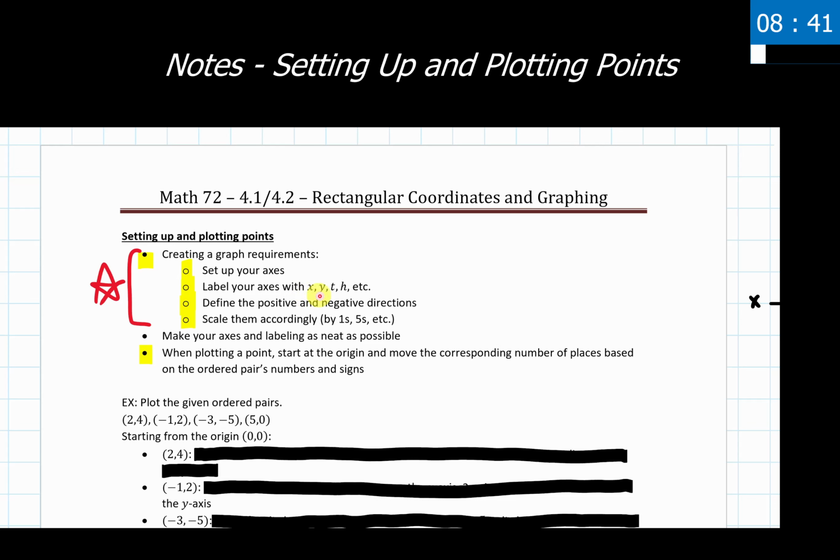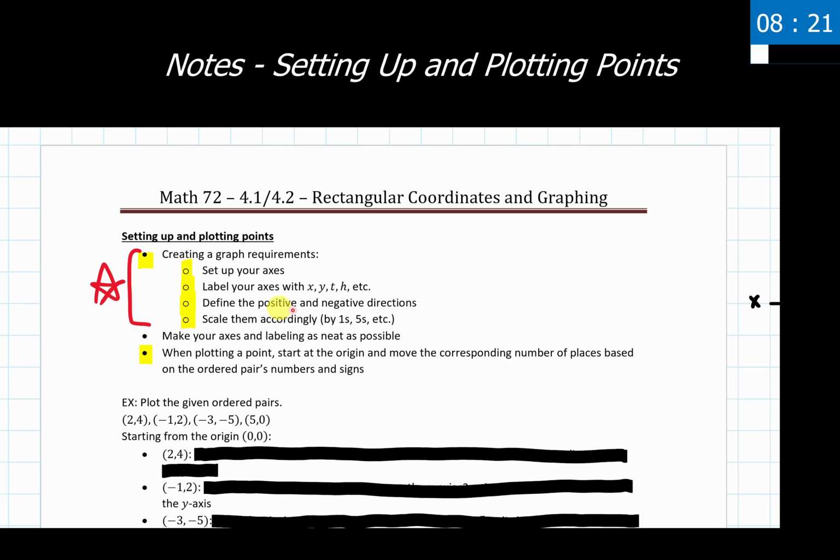When we get to stuff later on in this class, in future classes, we're not restricted to just the x and y values as variables. We can have t, we can have h, we can have a, we can have m, we can have n. Bunch of different things that can be showing up. We want to make sure each axis is labeled accordingly.